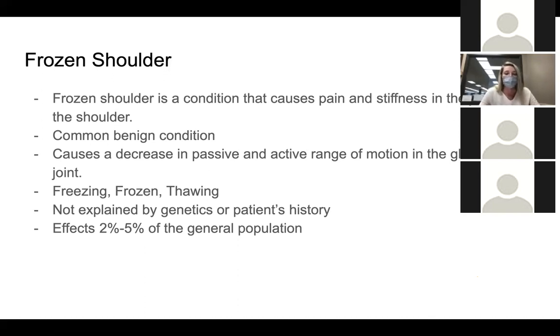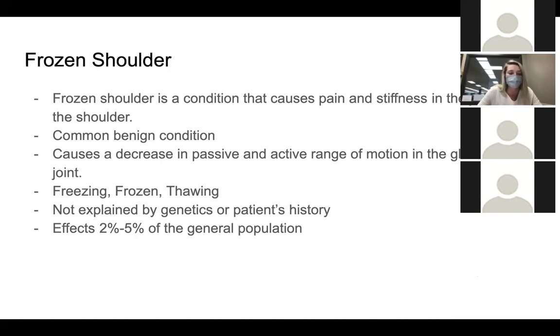But I will get into that more with the pathology and the diagnosis. This causes a decrease in the passive and active range of motion in the glenohumeral joint. The glenohumeral joint is like a ball and socket. So you wouldn't be able to rotate your shoulder clockwise or counterclockwise without a great deal of pain, or even feel like you can't at all.